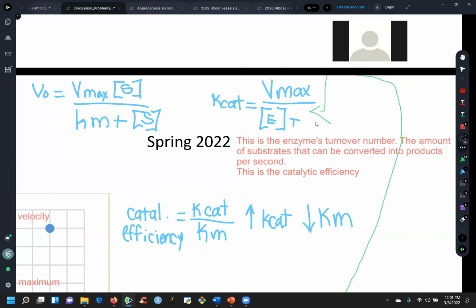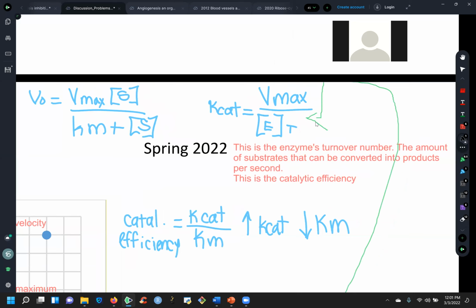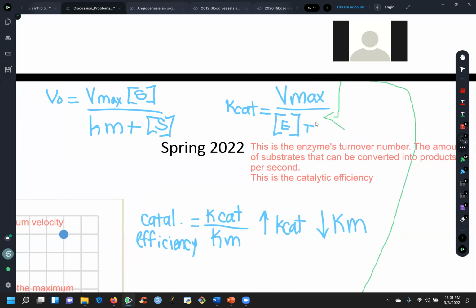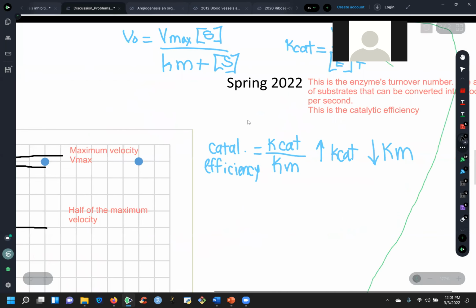So Kcat, this is the enzyme's turnover number, the amount of substrates that can be converted into products per second. This is the catalytic efficiency. I noticed that your lecture PowerPoints and the discussion worksheet use different terms, so I try to catch all the different terms and put them all in one location for you. If you find more terms, go ahead and add them for yourself, okay? So again, catalytic efficiency, turnover number. On the exam, they can use any of those terms, and you just have to know that that's Kcat. Okay. All right.